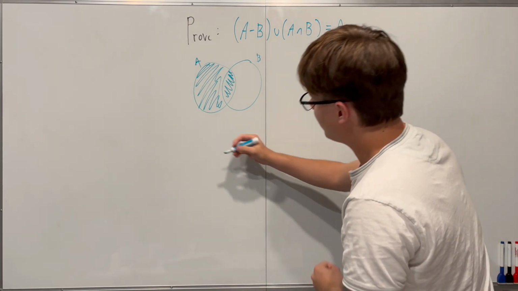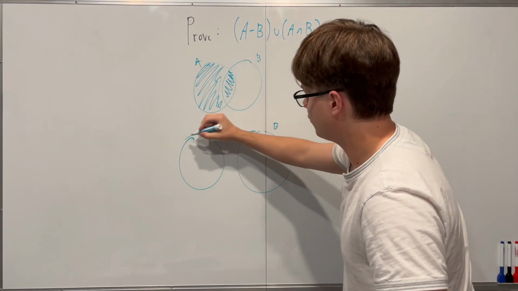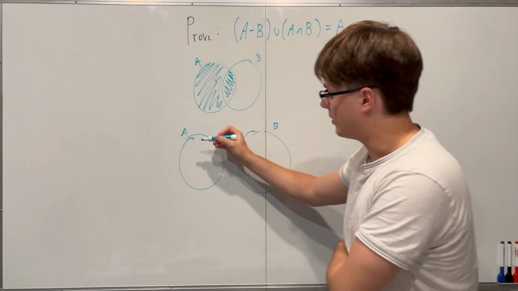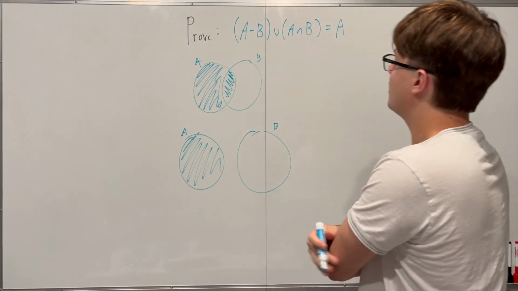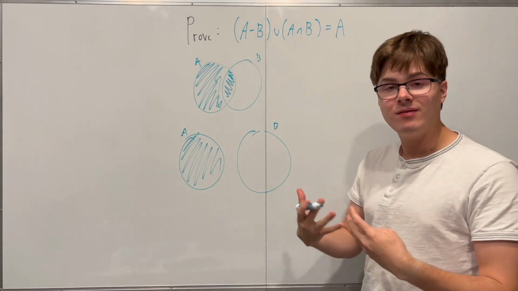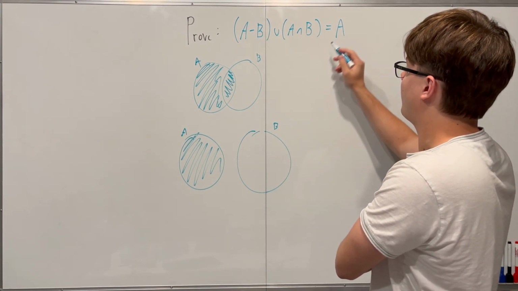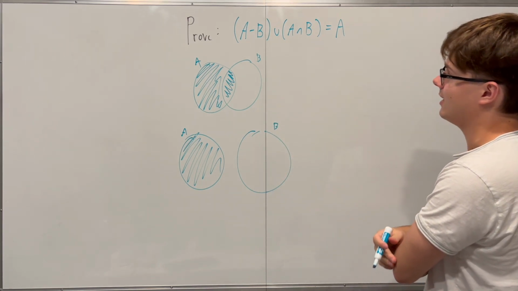Okay, what about if A and B don't share anything in common, right? They're two very distinct sets. Well, then A minus B is simply just going to be everything in A that is not in B, which is going to be all of A. And then A intersection B, well, there's nothing for us to shade in because A and B don't have an intersection anywhere. So we're just left with A unioned with nothing, which is just going to give us our original set A. So this is also going to be true for this case.